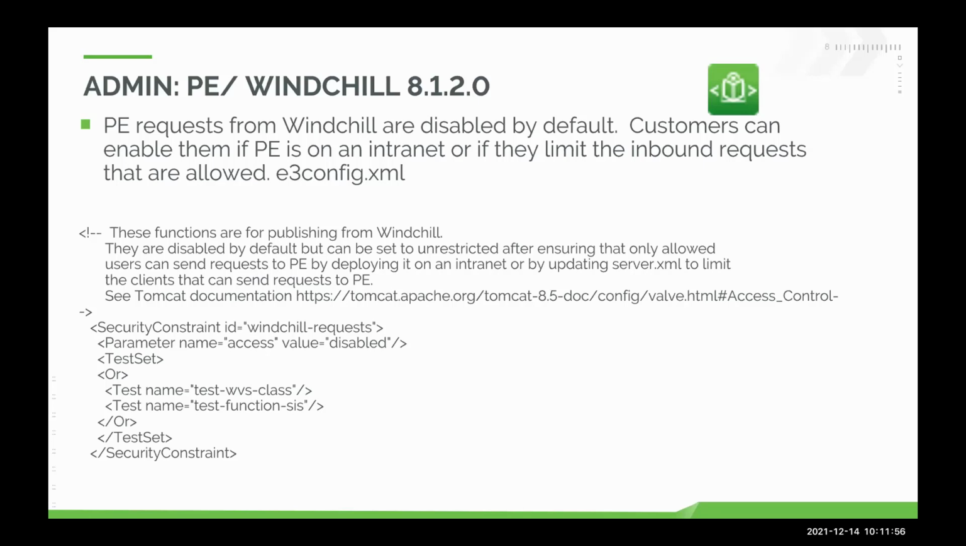So, you know, in your e3config.xml, we have the comment that you see here, and then the security constraint related specifically for WINDCHILL requests. So if you are deployed on an intranet, you would be able to just change that value from disabled to unrestricted to get the normal publishing from WINDCHILL that you've had in the past.